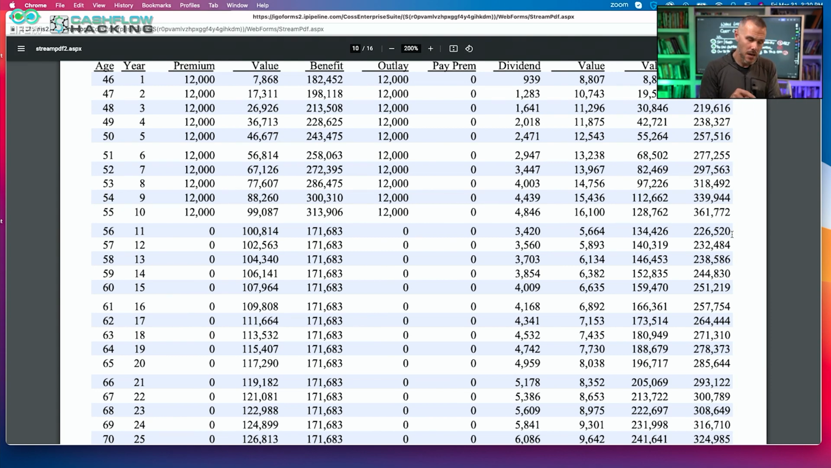And when we look at this, we go $5,664 is the growth divided by 134,426. And that is a 4.21% growth in year 11 right there. So you see you paid up, and then you have 4.21% tax-free growth from there on out.